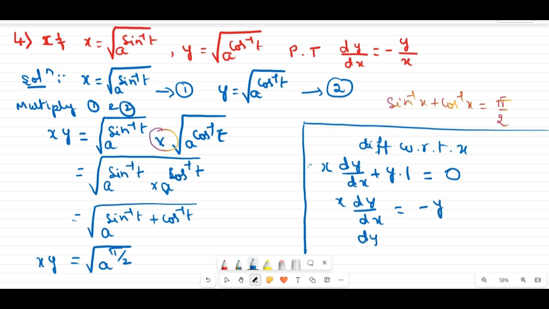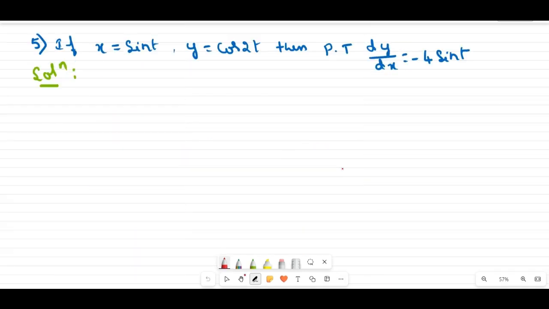So finally, dy by dx is equal to minus y by x. So this is the final answer. Next, the fifth question is, if x is equal to sin t, y is equal to cos 2t, then prove that dy by dx equals minus 4 sin t. Let us prove that.